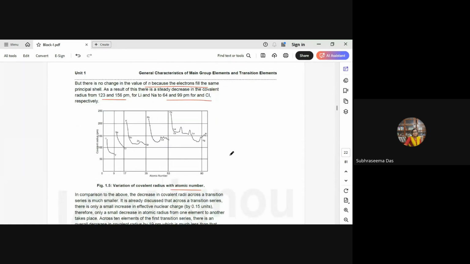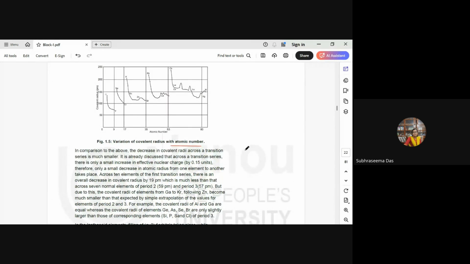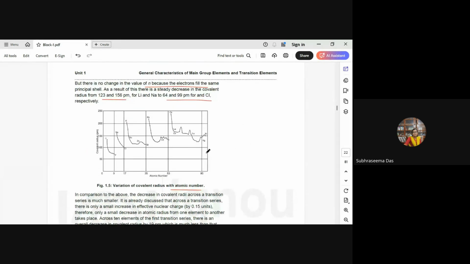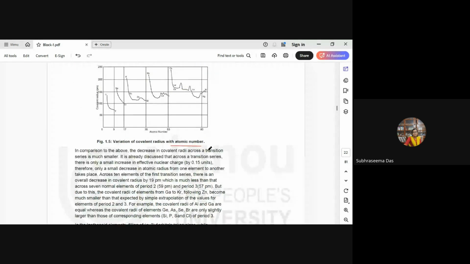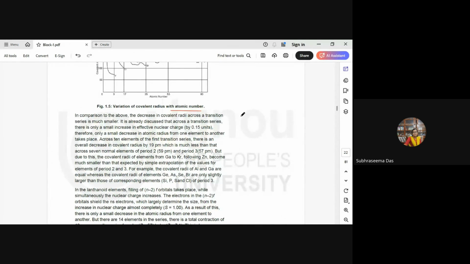But the decrease in covalent radii across a transition series is much smaller. We see that there is a steady decrease, but it is very small, because across the transition series there is only a very small increase in effective nuclear charge, almost by 0.15 units. Since this unit is very small, the decrease is very slow.